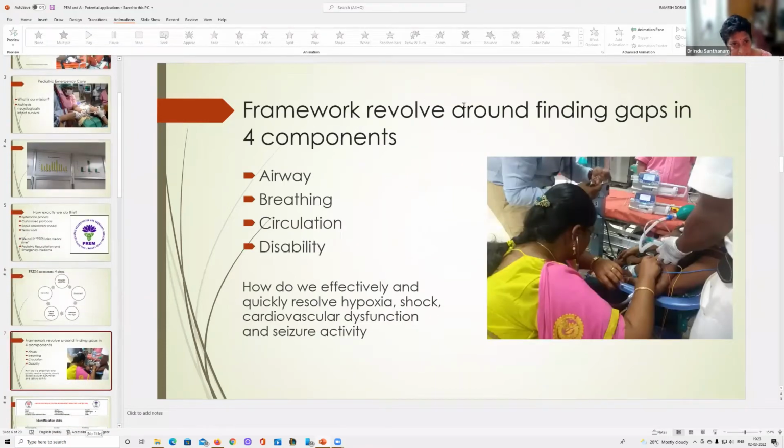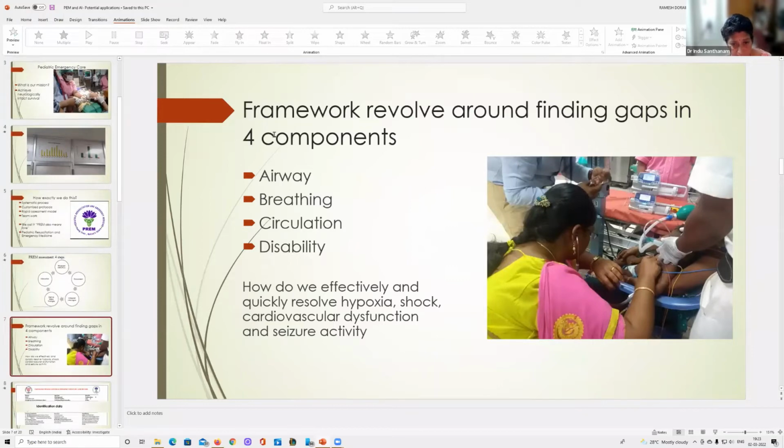So the framework revolves around finding gaps in 4 components. It's very simple: A, B, C, and D. That is the airway, breathing, circulation, and the disability. The airway and breathing is what provides oxygen. The airway and the lung give oxygen to the brain. So that is hypoxia. Circulation, if that starts failing, you go into shock or cardiovascular dysfunction. And D, disability, is what happens to the CNS. We develop seizure activity, and how do we control this seizure activity? So it's broken up into its individual components. This is uniform for emergency medicine for adults and children worldwide.